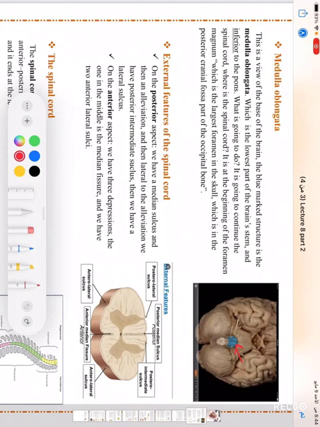Where is the spinal cord? It is at the beginning of the foramen magnum. This is the largest foramen in the skull, and we said it is located in the posterior cranial fossa, in parts of the occipital bone.